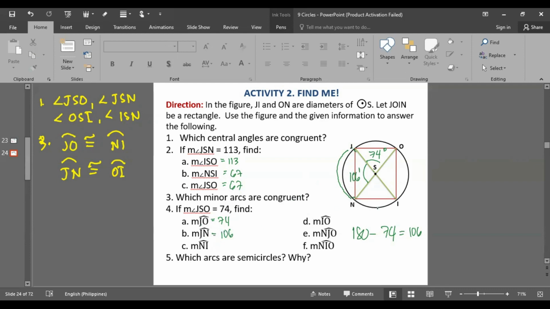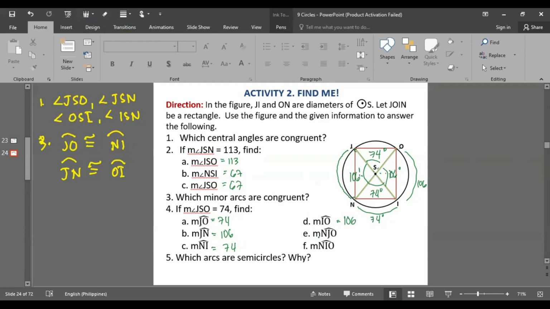Letter C and I. Since angle JSO and angle NSI are vertical angles, they are congruent. So arc NI is also equal to 74 degrees. Next, measurement of arc IO. Arc IO is the intercepted arc of angle OSI, which measures 106 degrees also, because these angles are vertical angles. So it's 106.